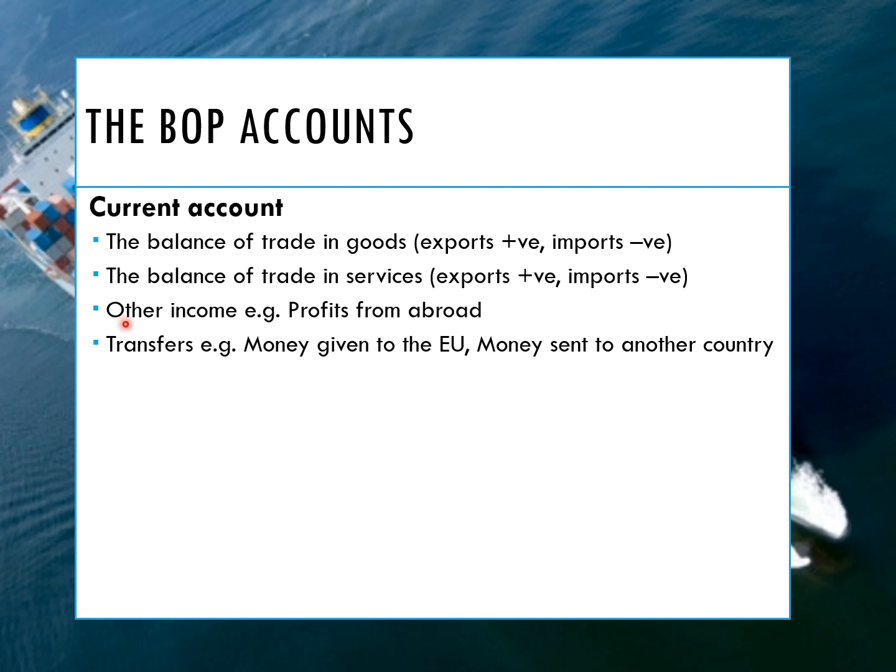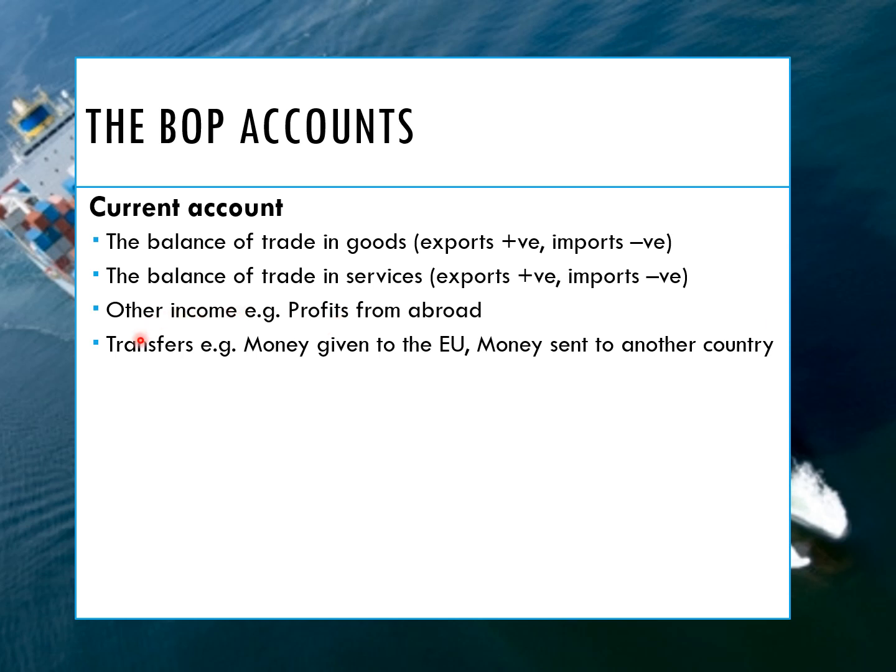We also have another category here called other income. And other income is any profit from abroad. So for example, if you owned a business in China and that Chinese business generated a profit and that profit came back to you in the UK, that would be a credit to the current account. That's a positive amount. Likewise, if there's a business based here that's owned by people abroad and the profits leave to go abroad, then that will be a negative, a debit.